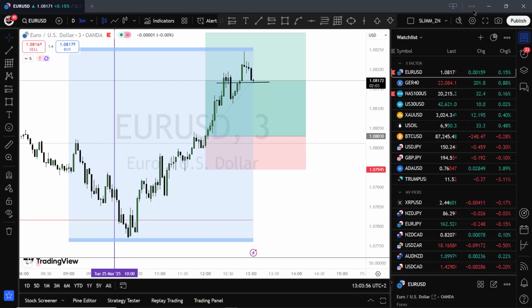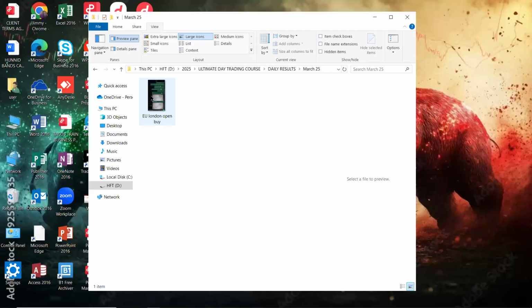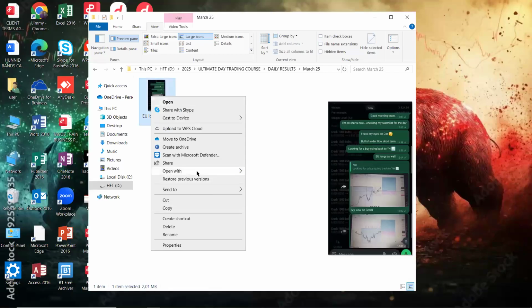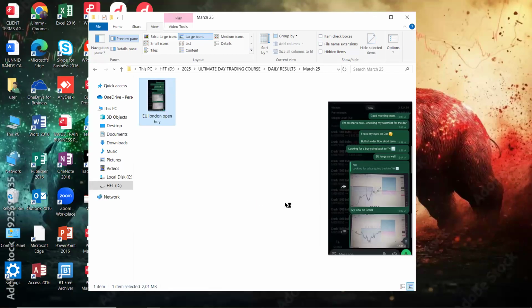Okay, down March 25th. Okay, let's open it up. All right, I hope you guys can see my whole screen. Let's see if we can open it with Windows Media Player.